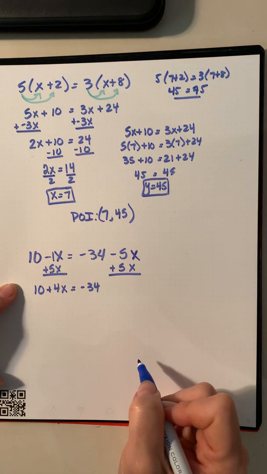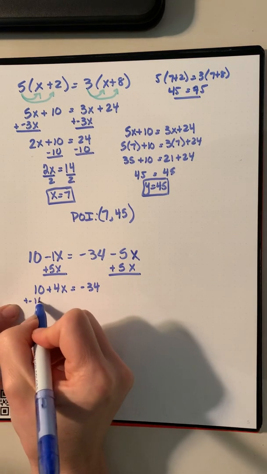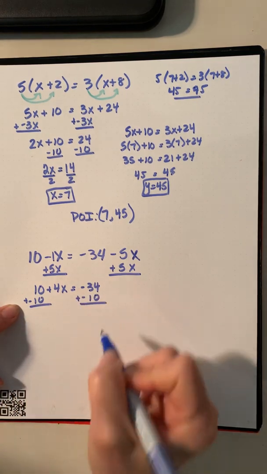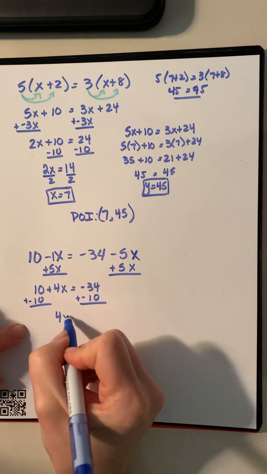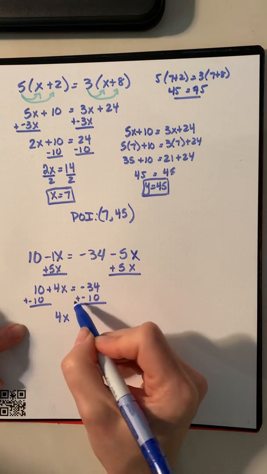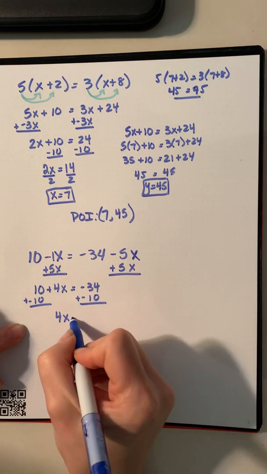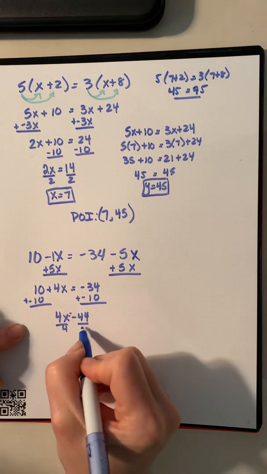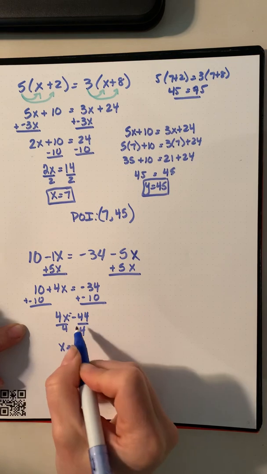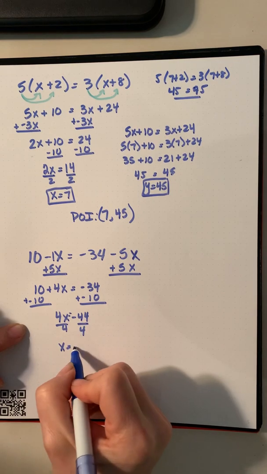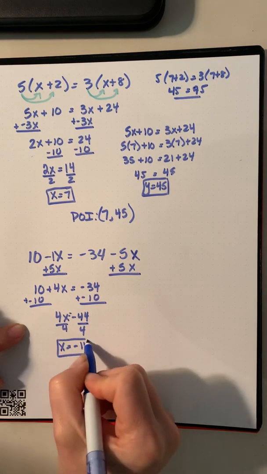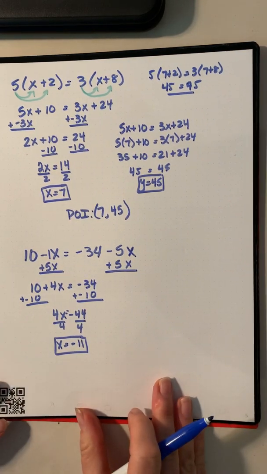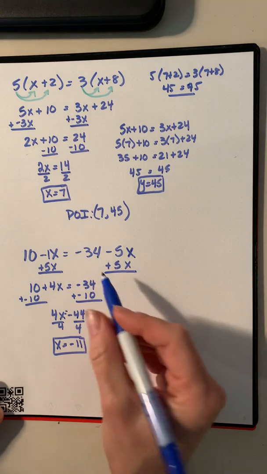Okay, no problem. Then I'm going to add a negative 10 or subtract 10. That's the same thing. We have 4x equals negative 34 plus a negative 10 is negative 44. Oops, equal sign. Divide by 4. X is equal to a negative 44 divided by 4 is negative 11. Okay, so there's my first coordinate. Okay, then I'm going to come back in and plug it back in.